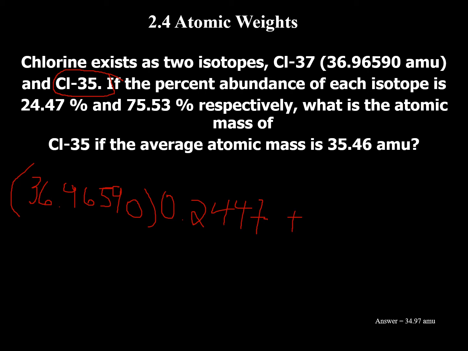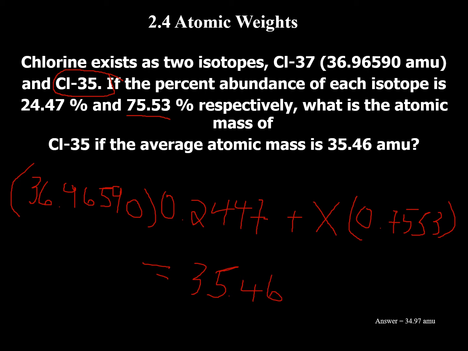And then you add the second isotope. We have chlorine-35, which we don't know its mass. That's what we're trying to figure out, X, times 75.53%. We must convert it to a decimal, so we divide by 100 to give us 0.7553. And all this equals 35.46 AMU. I will let you use your math skills to figure out what the value of X is.